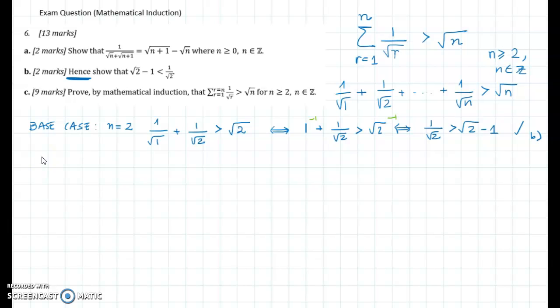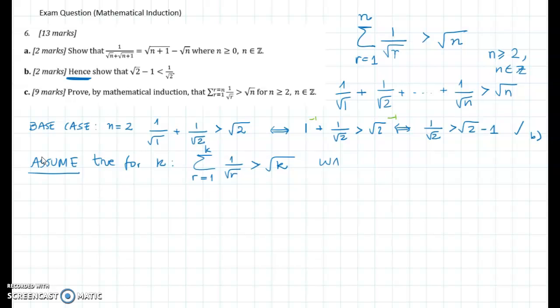Now we have to do the inductive assumption. So we are going to assume, and it's important that you write that we are assuming this, that the statement is true for an integer greater or equal than 2 that we call k. So assume true for k, and this means that the sum, from r equals 1 to k, of 1 over square root of r has to be greater than square root of k. This is what we are assuming to be true.